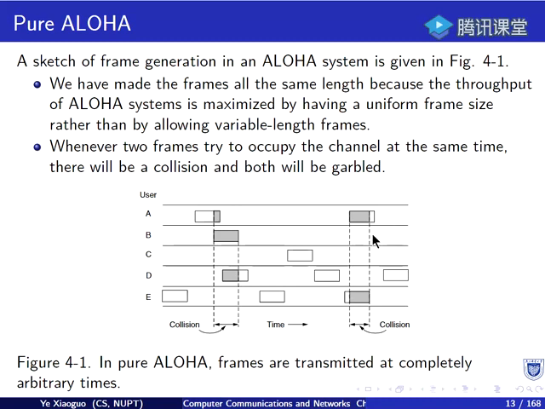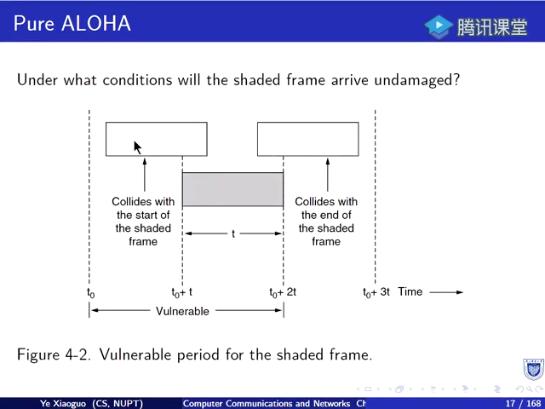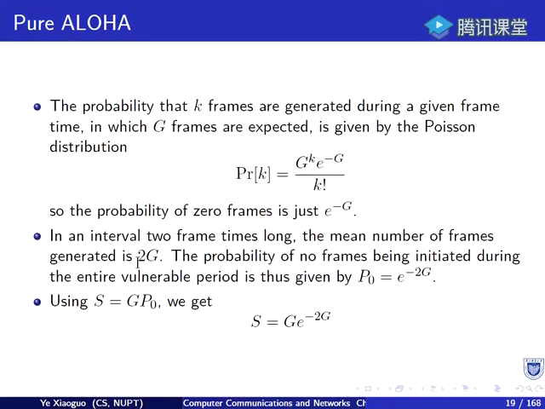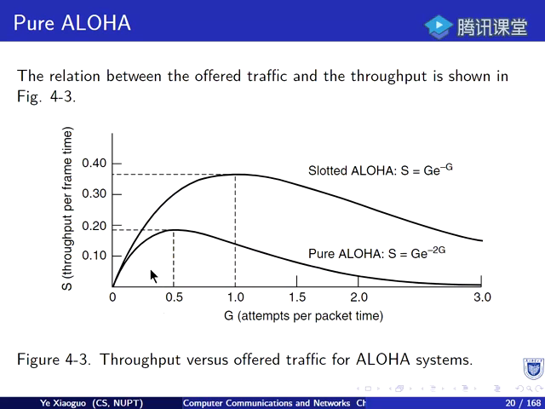Last time, we talked about the performance of the basic Aloha protocol. We talked about the pure Aloha and the slotted Aloha, and I analyzed the performance with this figure. In pure Aloha, frames are transmitted at completely arbitrary times, while in slotted Aloha, we assumed the frames can only be transmitted at the beginning of a new slot time.